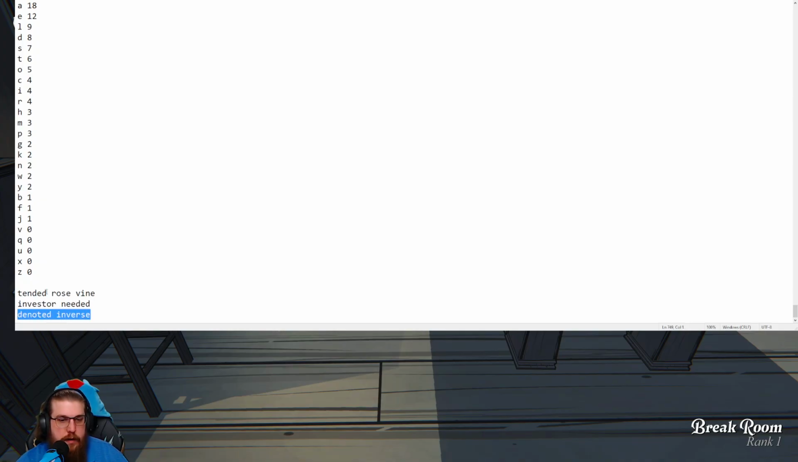1 T, 1, 2, 3, 4 E's. 1, 2, 3, 4. 1, 2, 3, 4. N. Yeah, there's 2 N's. Denoted inverse. There's 2 D's. Needed, denoted, tended. It's supposed to make something else you've seen before. Oh, okay. Sure. There's just another one.